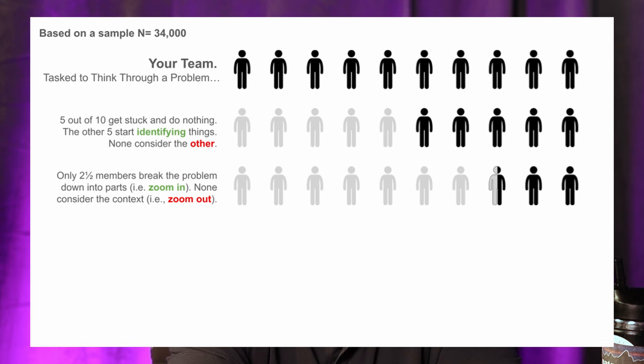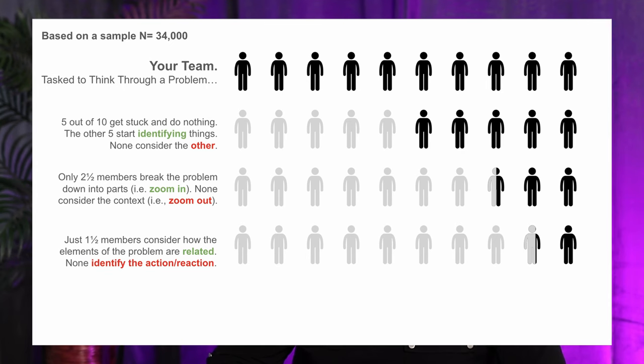And then of the five people that do something, what they do is make identities and ignore others. That's the distinction part of what they're doing. And then they break things into parts. Two and a half people out of 10 will break things down, but they won't think about the larger picture of what's going on.